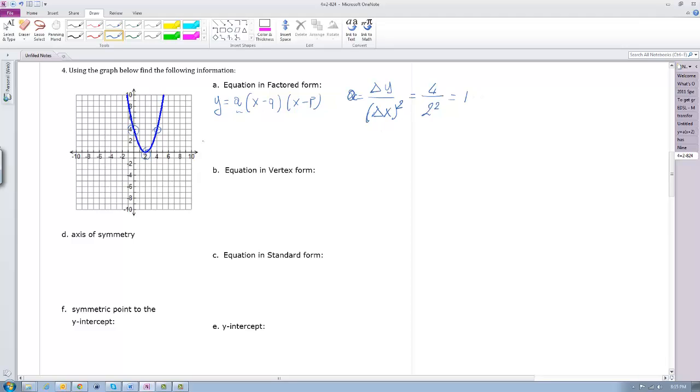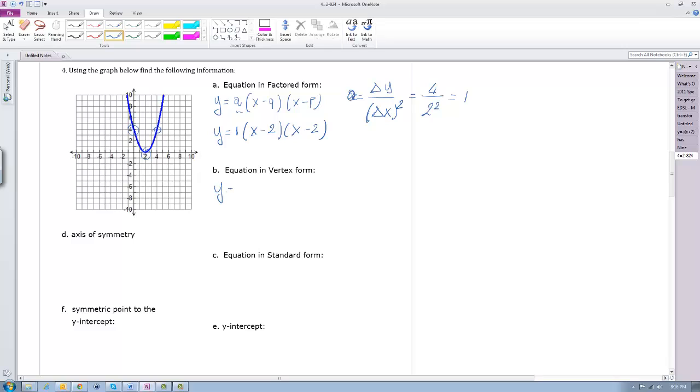And we know that the x-intercepts in this case are two times the same intercept. This parabola touches the x-axis twice at 2. So we can rewrite this equation as y equals 1, our a, multiplied by (x minus 2)(x minus 2). Done. Equation in factor form.